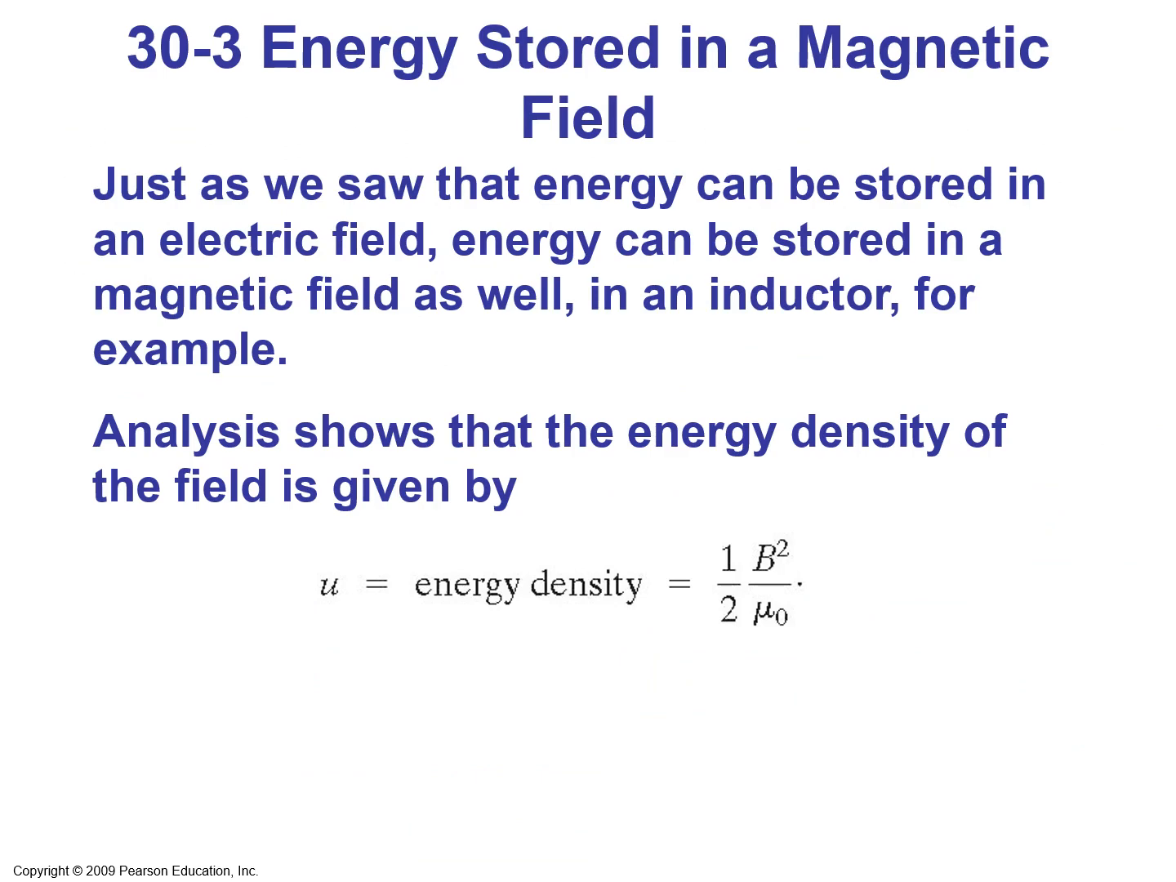Section 3. Energy stored in a magnetic field. Just as we saw that energy can be stored in an electric field, energy can be stored in a magnetic field as well, in an inductor, for example. Analysis shows that little u, the energy density, is given by 1/2 magnetic field B squared divided by mu naught.